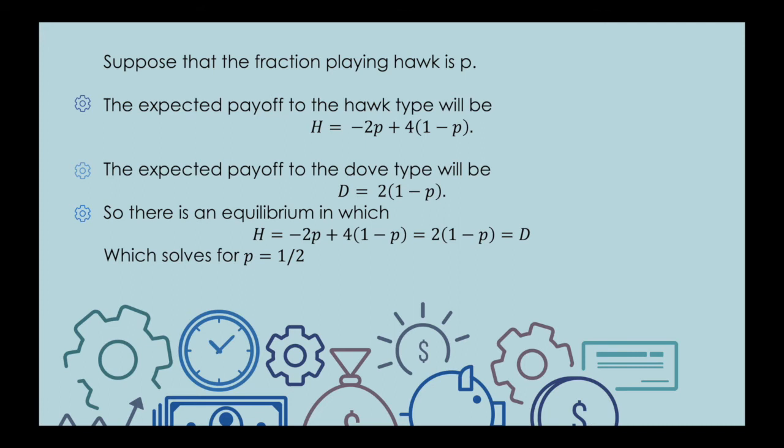The only way the population can be in equilibrium is if the payoffs to each type are the same, which requires H equals -2P plus 4 times 1 minus P equals 2 times 1 minus P equals D, which solves for this.